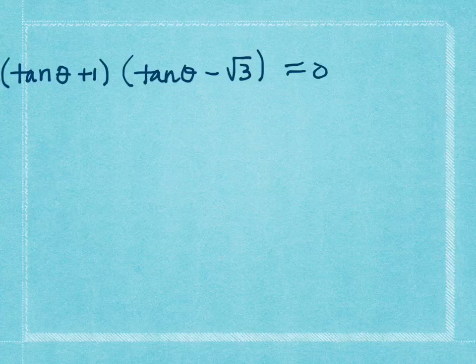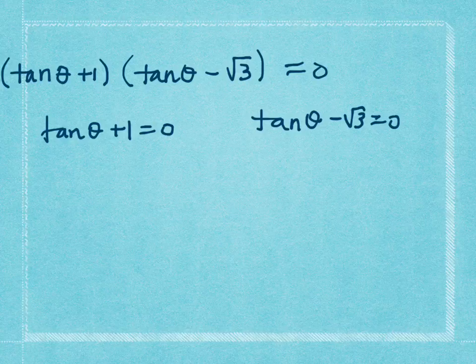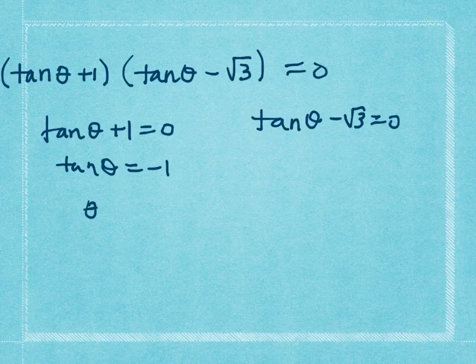So now I have tangent theta plus 1 equals 0, and I have tangent of theta minus square root 3 equals 0. The first one then is tangent of theta equals -1. And where does tangent of theta equal -1? Second and fourth quadrant. Good. 3 pi-4 and 7 pi-4.